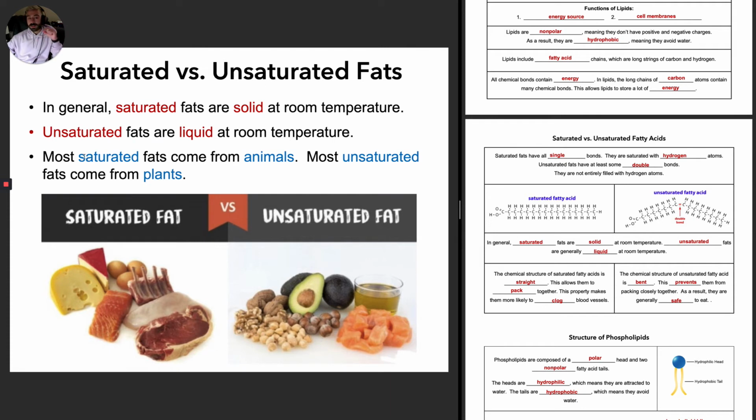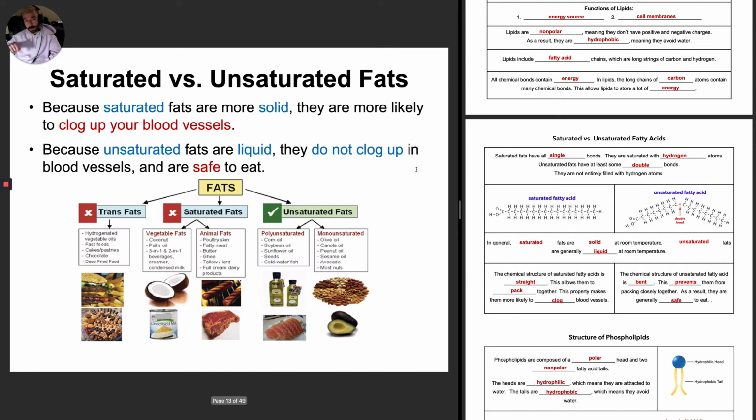So most saturated fats come from animals. So these are things like cheeses, eggs. We've got fat from meat, things like that. And then unsaturated fats are typically plant-based. So fruits, nuts, oils, things like that. And again, because saturated fats are solid, typically, those are more likely to clog up your blood vessels.